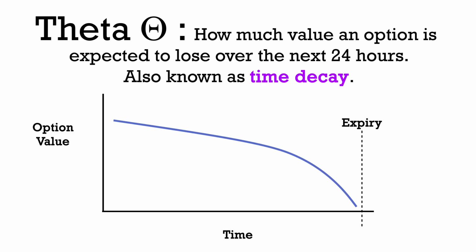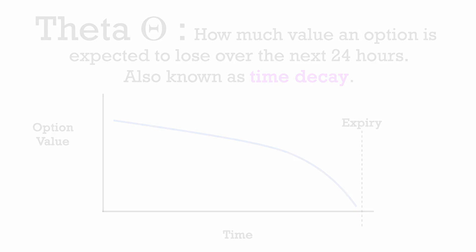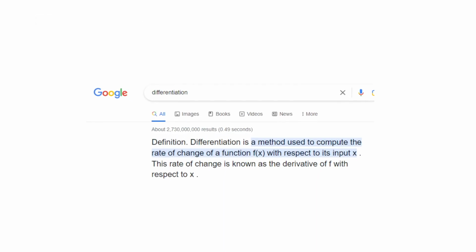Once you start trading options yourself, though, you may notice that this simple description doesn't always match reality. To explain why, we need to know a tiny bit about differentiation. If you studied mathematics in school, you may remember this already, but if not, there's no need to worry, as this simple definition from a Google search will suffice.